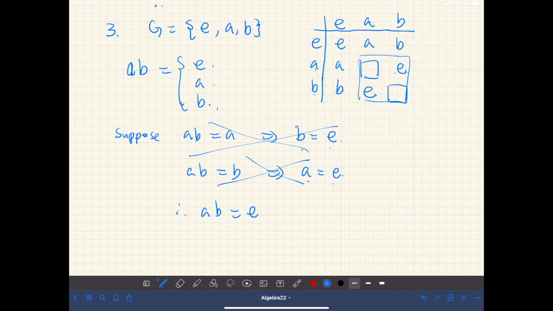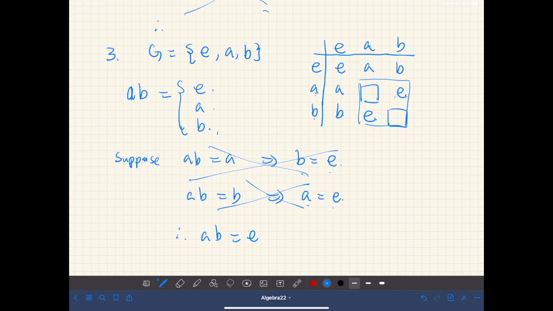At this point, it is easy because for each column, we have only one empty spot, and all the elements in one column must be distinct. So the only element that is missing is B. So this should be equal to B. And for B times B, it should be A. So why is it the case that all the elements must be distinct?